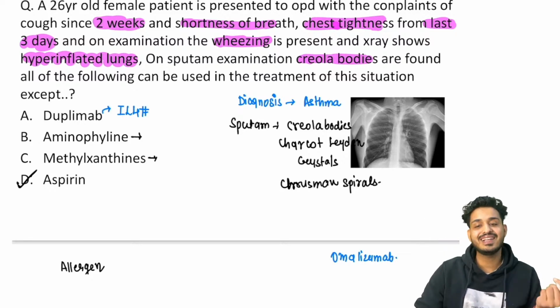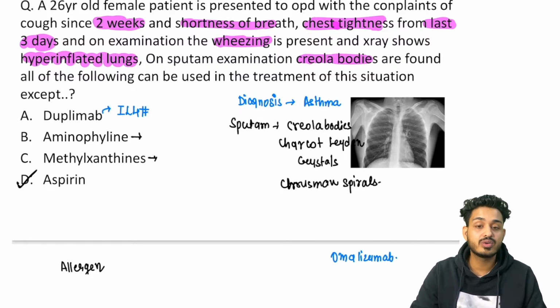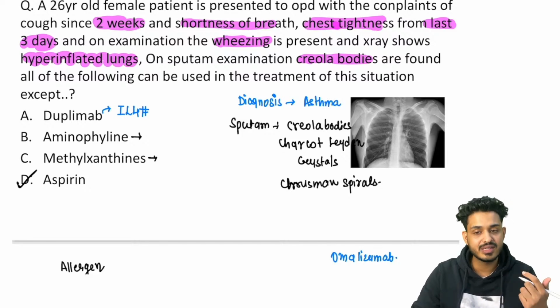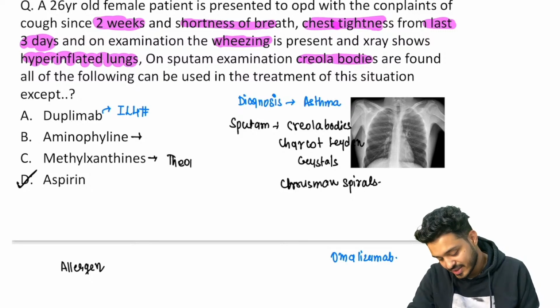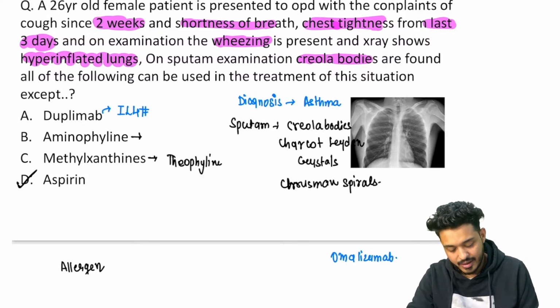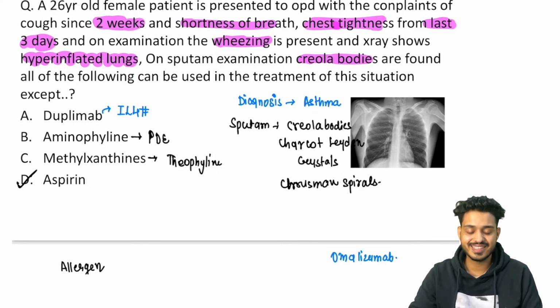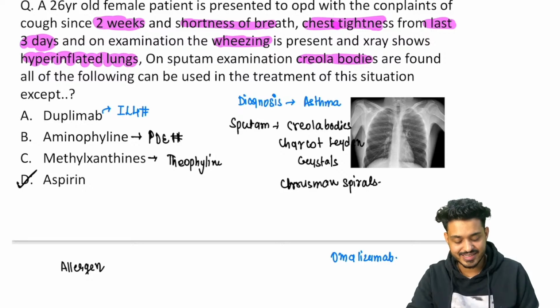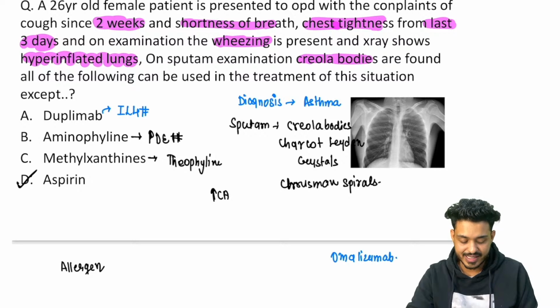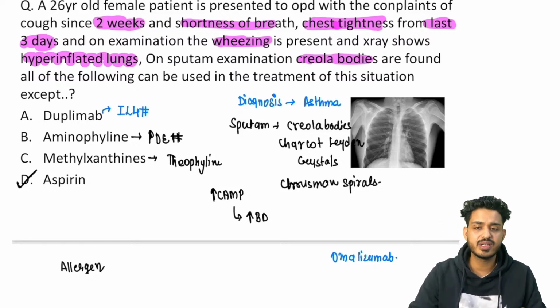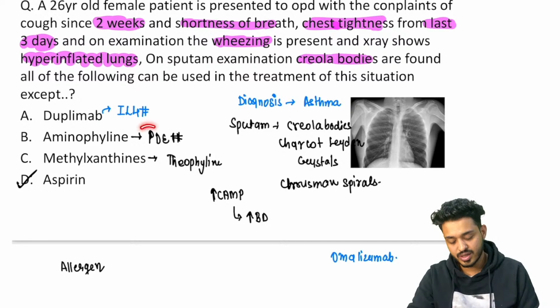What about aminophylline and methylxanthine? In fact, this methylxanthine is going to incorporate two things. One is your aminophylline, another one is your theophylline, right? They are going to inhibit the phosphodiesterase enzyme, and if phosphodiesterase is inhibited, what is going to happen? You will be having increased levels of cyclic AMP, and remember, this cyclic AMP is responsible for bronchodilation and decreasing the inflammatory mediators. So this is how these two drugs are also working.